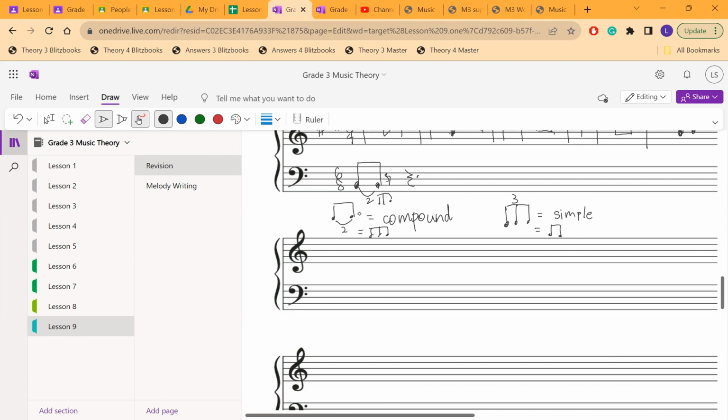And also, a dotted crotchet rest can only be used in compound time as well. So there's a couple of special things that are exclusive to compound time. Dotted rests, you can only use in compound time. Dotted minim rest looks like this. And that can only be used in 6/4 time, which you do in grade 4 theory. So 6/4 time is basically 6/8, but it's 3 crotchets.